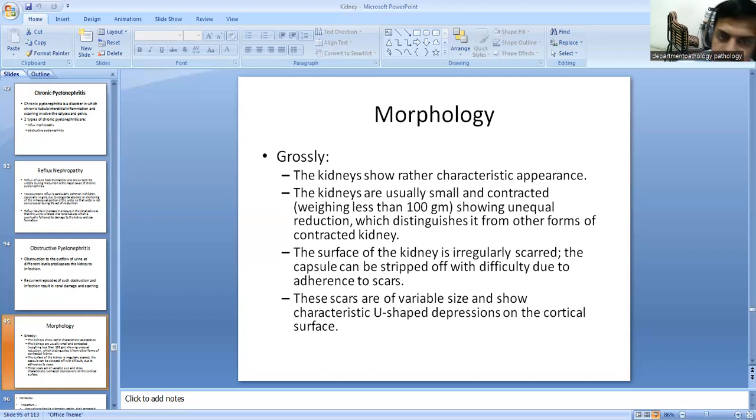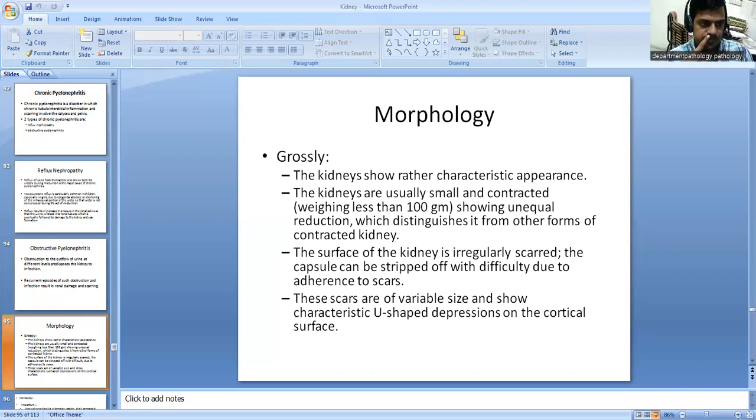The morphological features: benign nephrosclerosis, grossly, both the kidneys are affected equally and are reduced in size and weight, often weighing about 100 grams or less. The capsule is often adherent to the cortical surface. The surface of the kidney is finely granular and shows V-shaped areas of scar. The cut surface shows firm kidney and narrowed cortex.